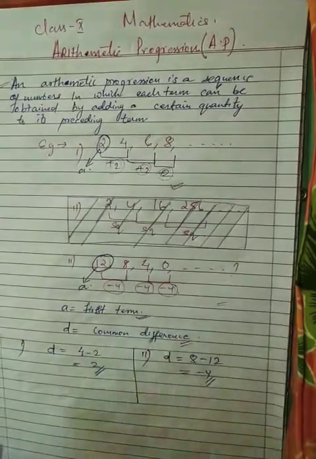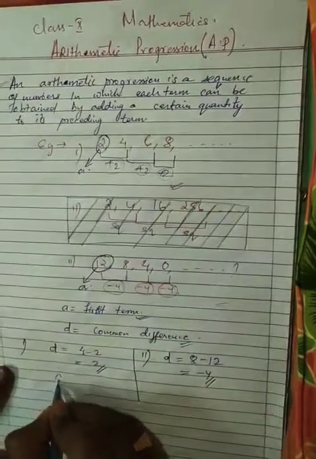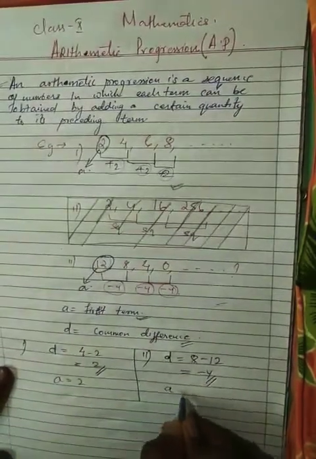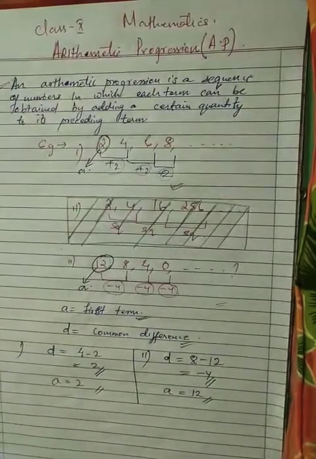A is the first term, D is the common difference. In the first sequence, A is how much? 2. In the second sequence, A is how much? 12. Understood, all of you? This is A and D.